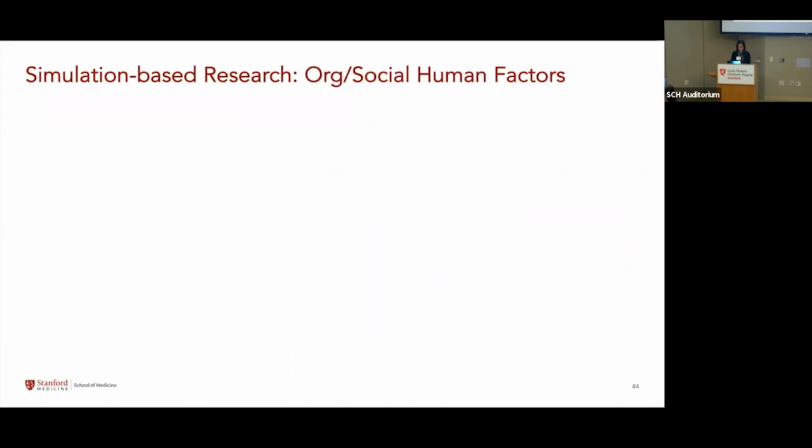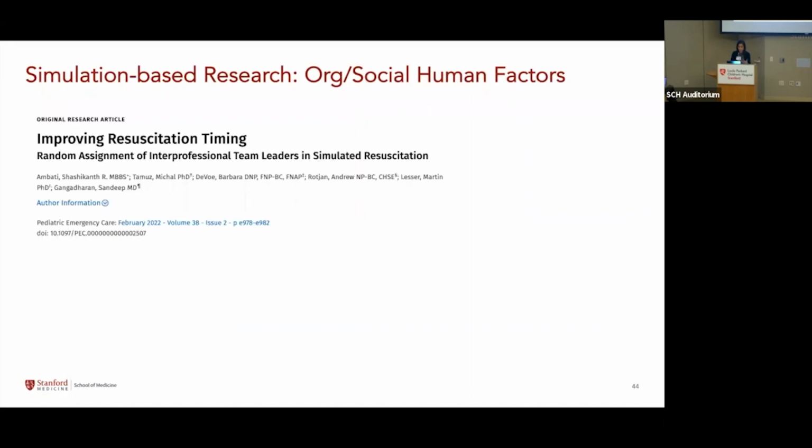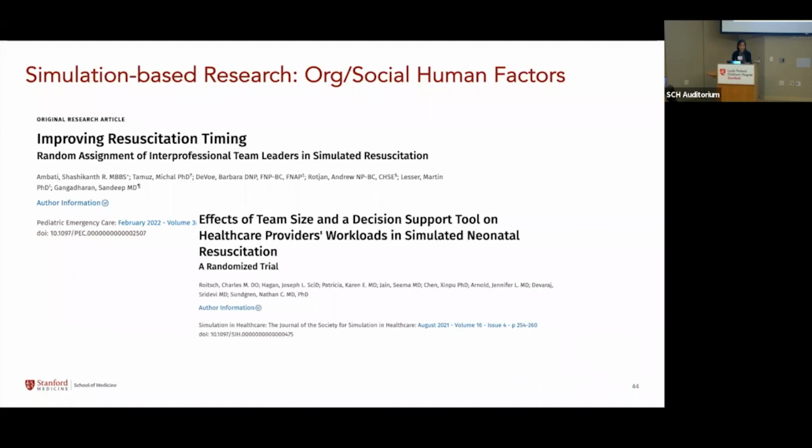And finally, organizational or social human factors. These are things like looking at the organization of teams. So if a team leader is randomly assigned in the simulated resuscitation, how does that affect the performance of that team? Or how does the size of a team, and whether or not they have the aid of a decision support tool, something that prompts them with what the algorithm is and what they might need to do next, affect their workload during a resuscitation situation? These are all organizational human factors that people are bringing into play, and looking at how we can study them and see what their effect is.